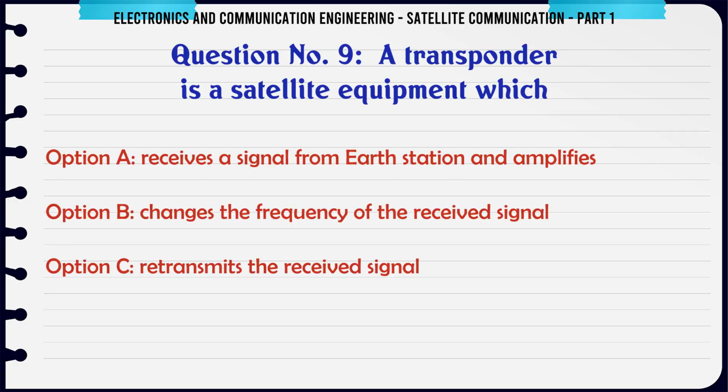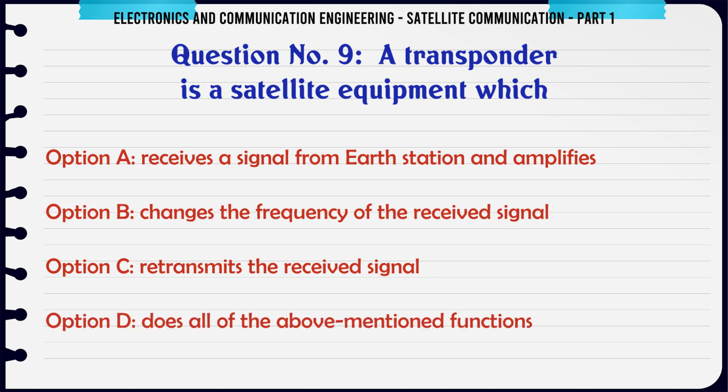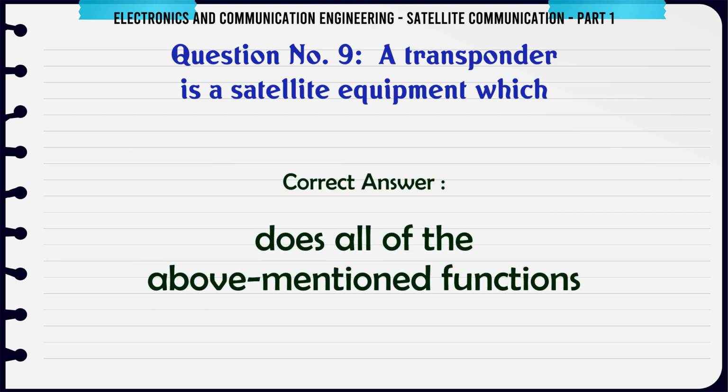A transponder is a satellite equipment which A. receives a signal from Earth station and amplifies, B. changes the frequency of the received signal, C. retransmits the received signal, D. does all of the above mentioned functions. The correct answer is does all of the above mentioned functions.